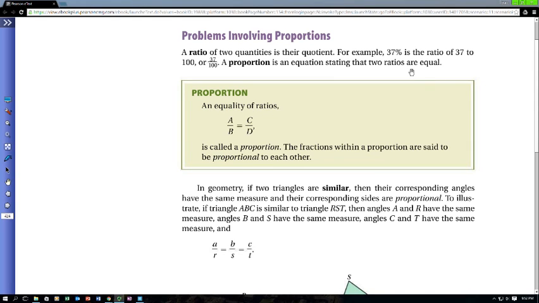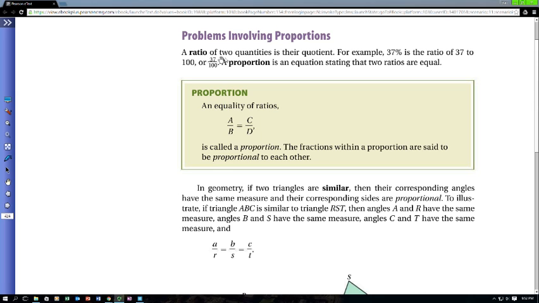Chapter 6, Section 7, Problems Involving Proportions. Well, there's some language in here. A ratio means fraction, or a ratio of two quantities is their quotient. Fractions really are divisions. The answer to a division is a quotient. Just kind of pull all this language together.